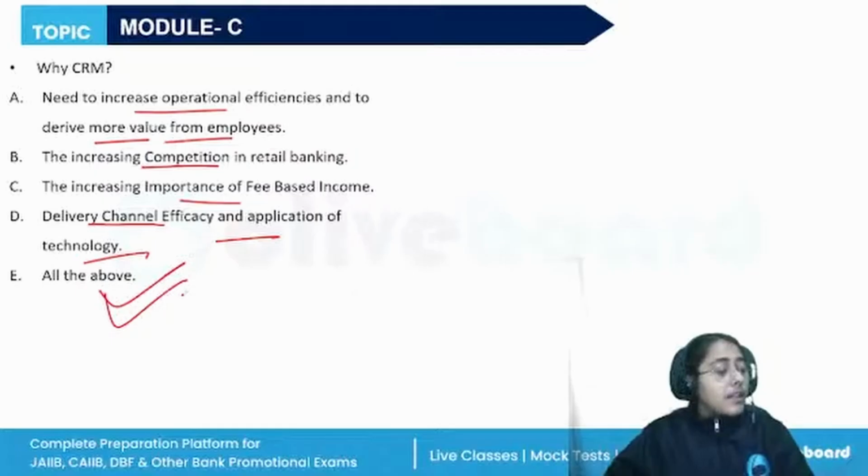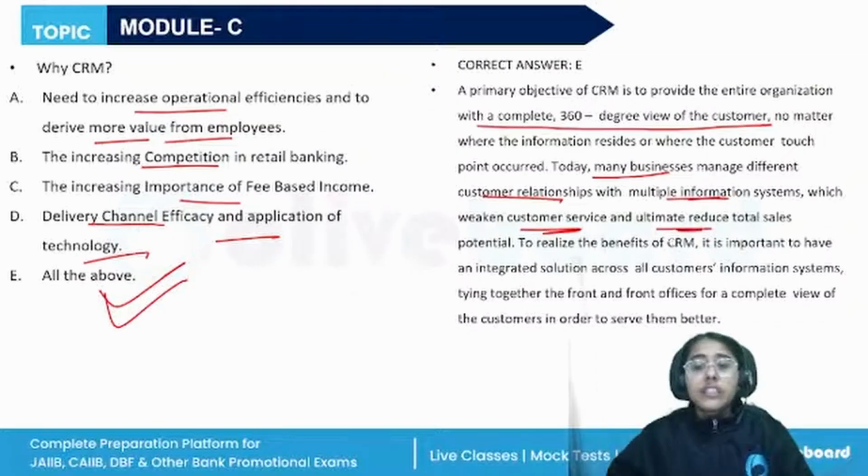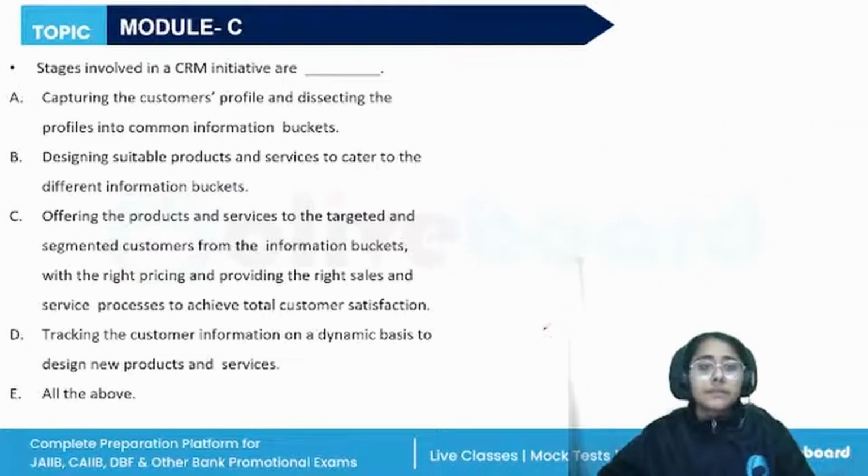So, why should a proper customer relationship management approach be taken by retail banks? For all of the above. The objective is to give a complete 360-degree view of the customer. Many businesses manage different customer relationships with multiple information systems, which weaken the customer service and ultimately reduce the total sales. So to realize the benefits, it is important to have an integrated solution which will give us a complete view of the customer. If we have the complete knowledge of the customer, we can serve them better.